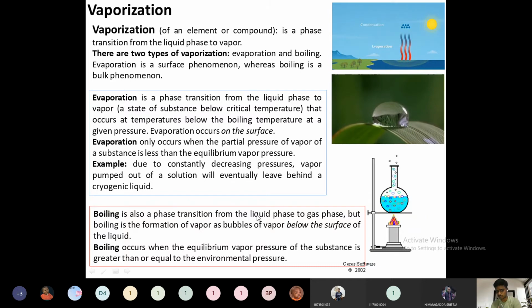So this is the statement which is referring to this one. Boiling is also a phase transition from the liquid phase to the gas phase, but boiling is the formation of vapor as bubbles of vapor below the surface of the liquid. Here if you see, these are the bubbles which are forming below the surface of the liquid. So boiling occurs when the equilibrium vapor pressure of a substance is greater than or equal to the environmental pressure or atmospheric pressure. When the water will boil at 1 atmosphere, what is the boiling point of water? 100 degrees centigrade. How can we define that 100 degrees centigrade? When the pressure around is 1 atmosphere, then only that water will boil at 100 degrees centigrade.